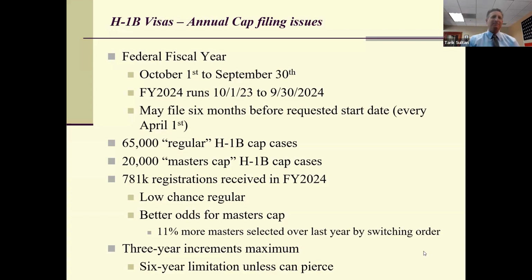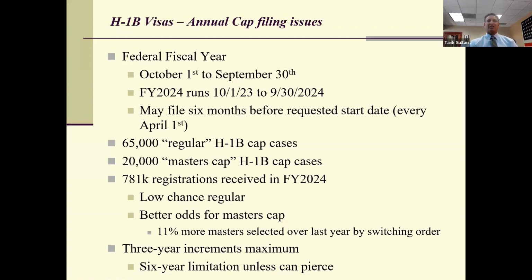Now, I mentioned the 65,000 regular and the 20,000 masters. They hold two lotteries. They used to hold the masters one first and then the regular one. Now they do the regular and then the masters. So this last March, we got 781,000, if you can believe it, registrations for those 85,000 slots.